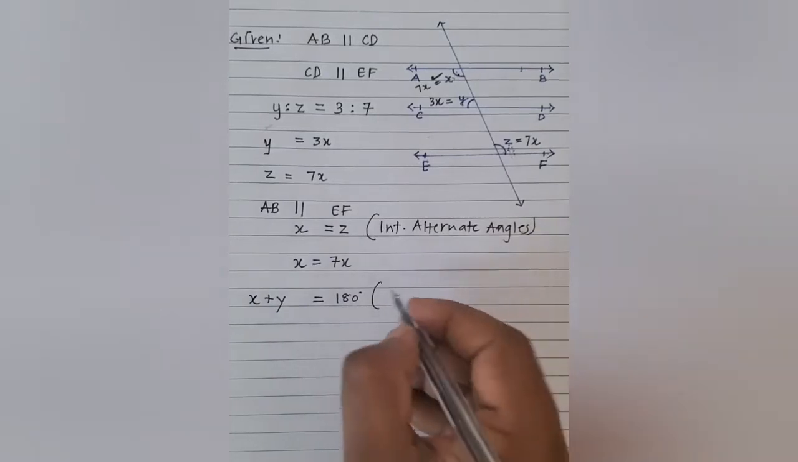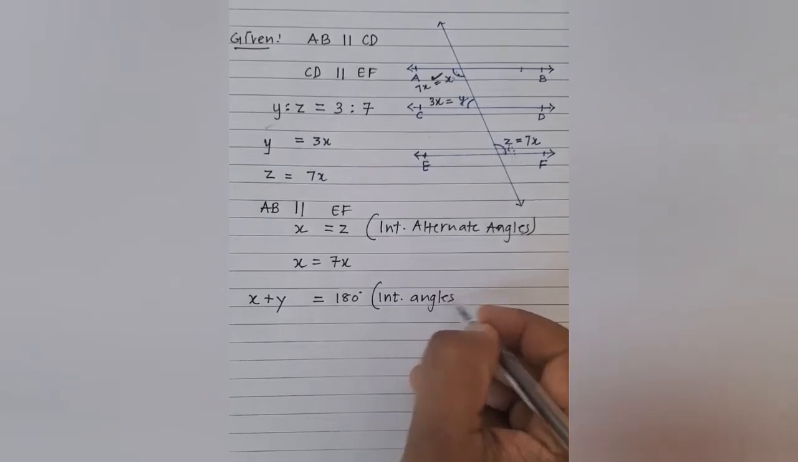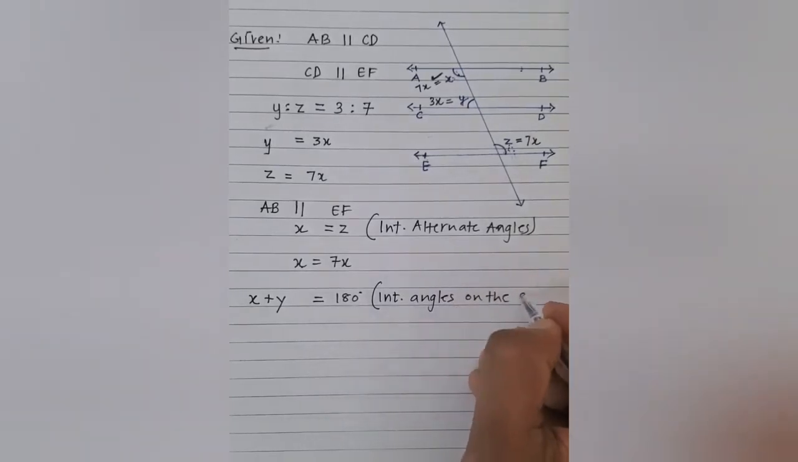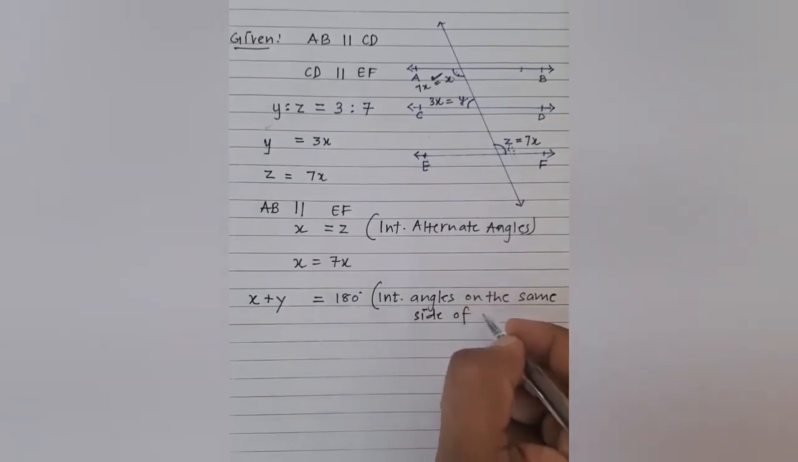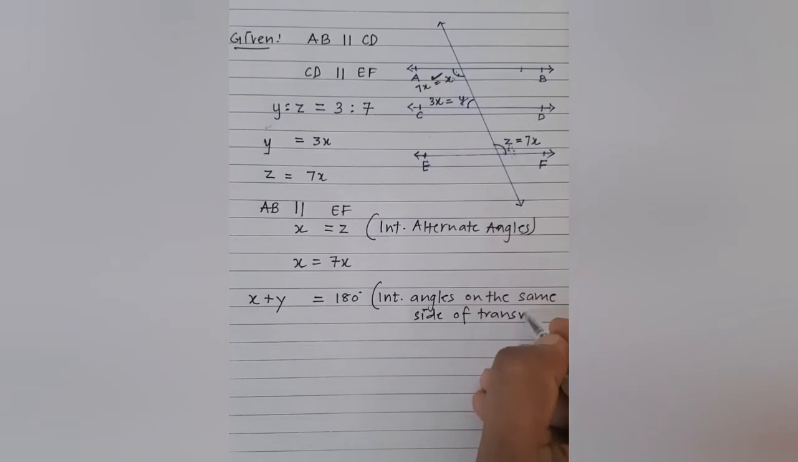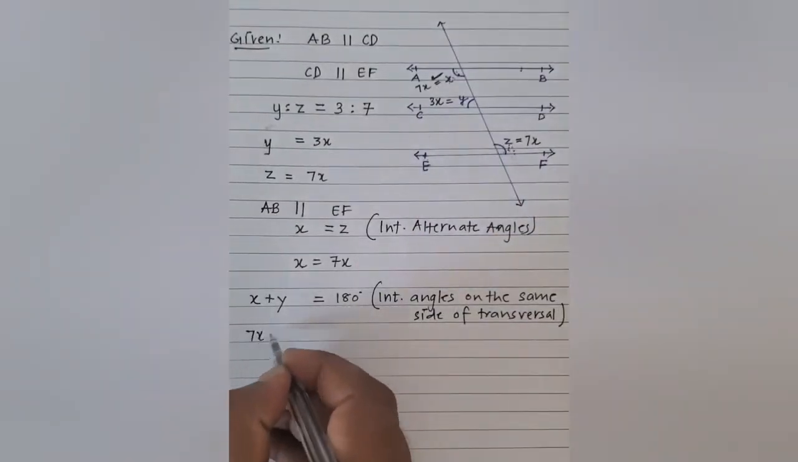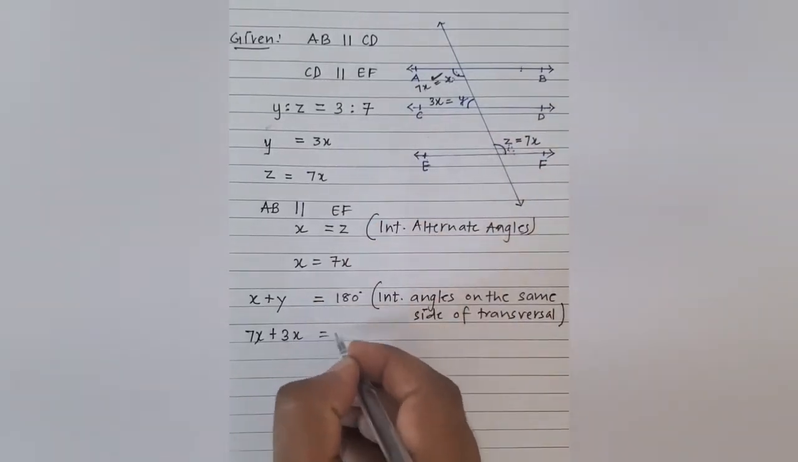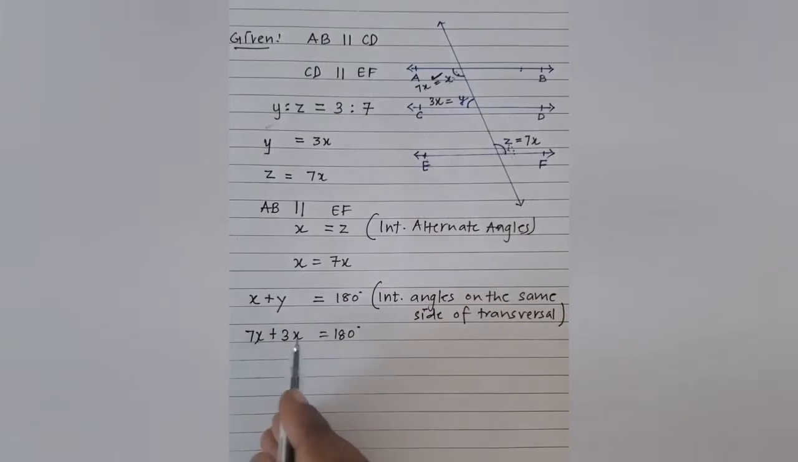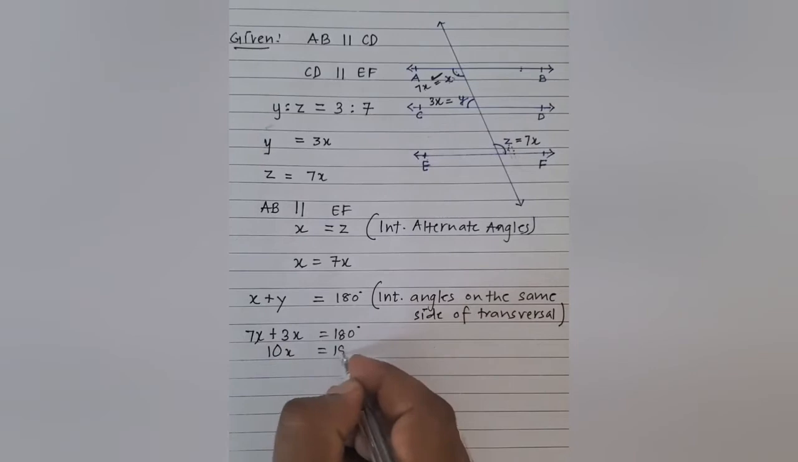The reason is they are interior angles on the same side of the transversal. Okay, so what is x right now? That is equal to 7x, plus what is y right now? That is equal to 3x. So 7x plus 3x happens to be 10x. 10x is equal to 180.